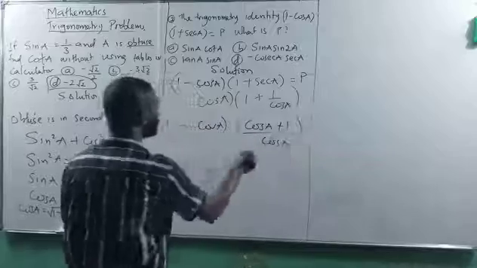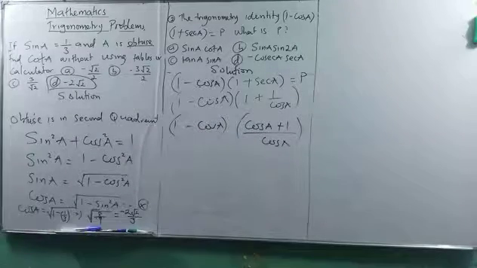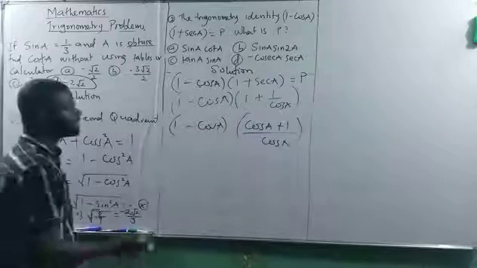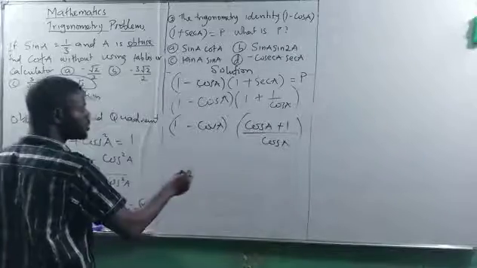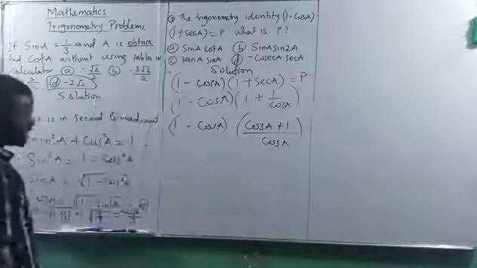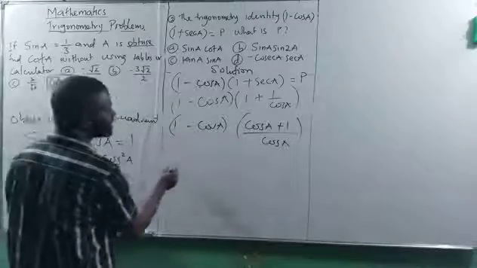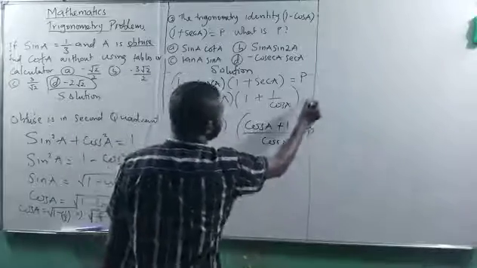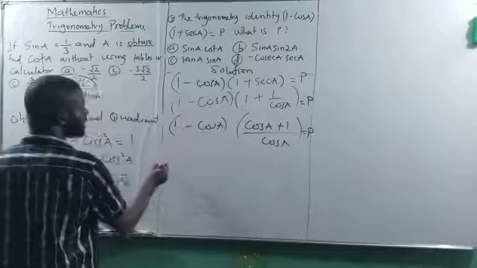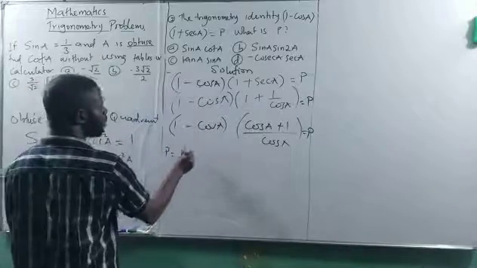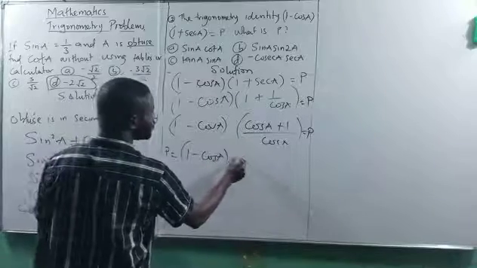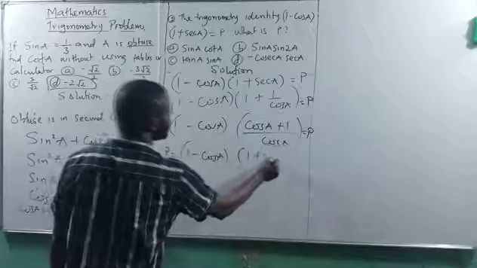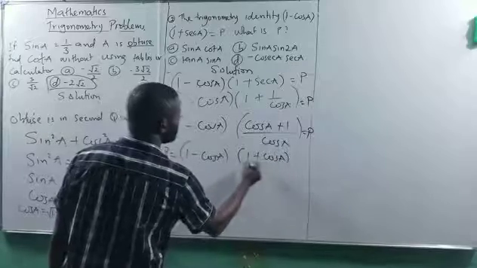I think you know what I just did there. I factorized, and now at this point, this is a difference of two squares. For me to move on with this, there's nothing wrong by saying it equals P. Don't forget, equals P. Now, there's nothing wrong by saying that my P will be equal to 1 minus cos A, and this can also be equal to 1 plus cos A divided by what?